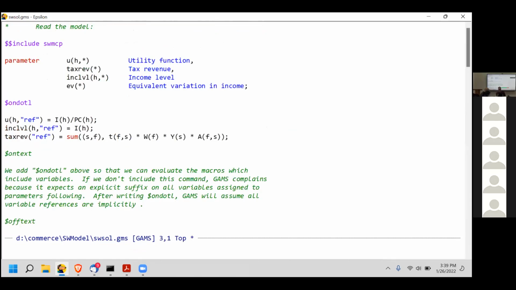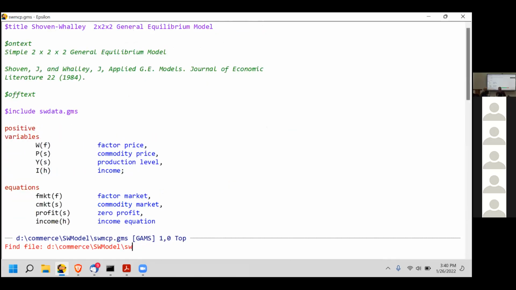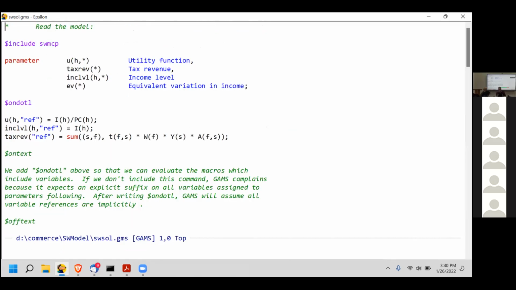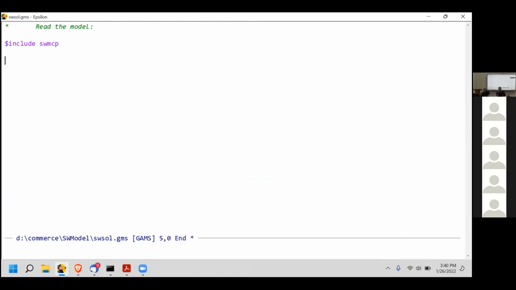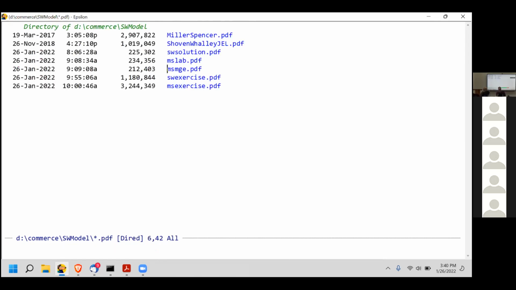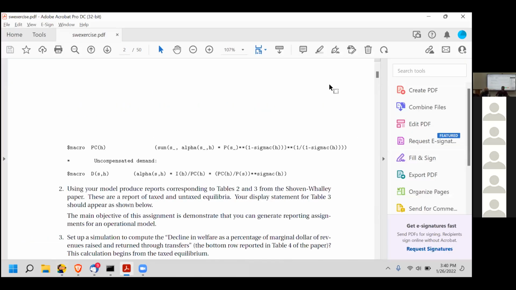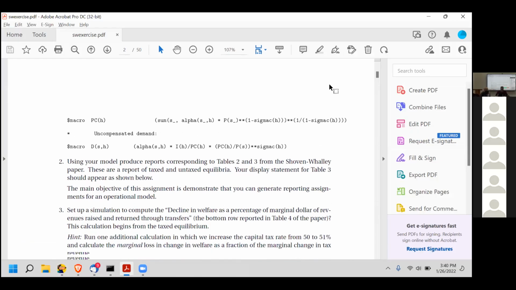swsolve.gms. I'm going to read the model. What am I doing here? I already had a file called that, so I'm going to go to swsolve. Start over again, I'm just going to begin from beginner's mind. So I'm going to go to my PDF file, and I apologize, I'm jumping around, it's called SW exercise.pdf. So it says Shoven-Whalley exercise.